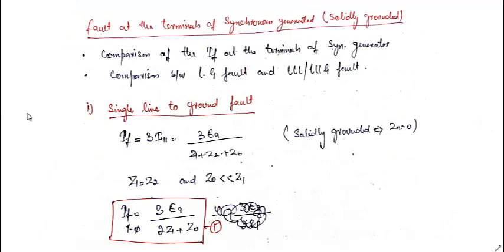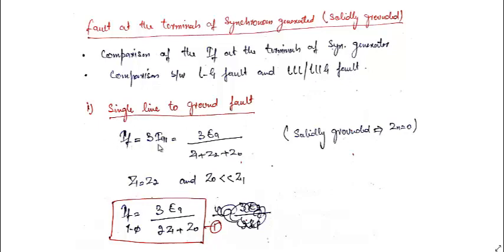One more important thing we need to see is when the fault occurs at the terminals of a synchronous generator which is solidly grounded at the neutral, what happens to the fault current in case of single line to ground fault and three-phase fault. So we'll compare these two currents, that is, what is the amount of fault current when a single line to ground fault occurs and when a three-phase fault occurs.